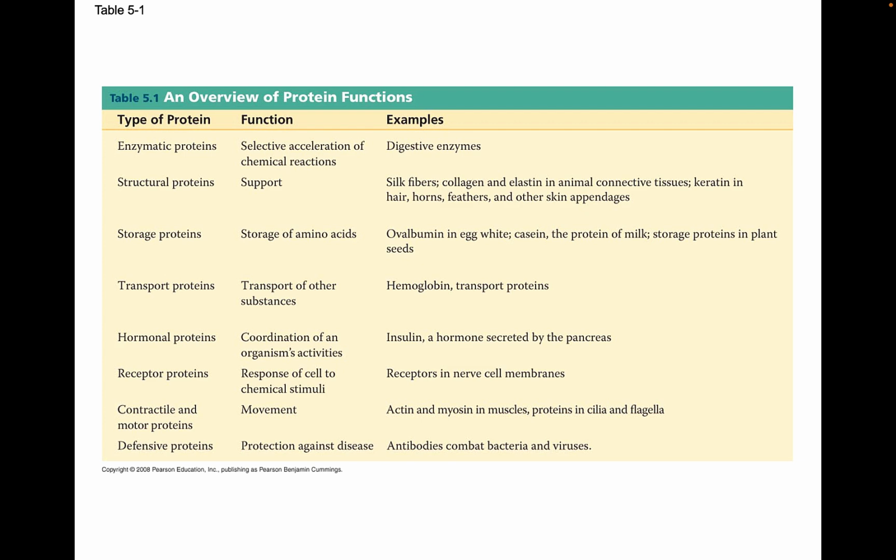There are contractile and motor proteins like actin and myosin, which are active in contracting our muscles. And they're also active in the cilia and flagella of cells that are used to propel the cell throughout its environment. And then we have our antibodies, which are defensive proteins, which protect against, and I don't like the word disease, but I do like to say that they are responsible for protecting the body from foreign invaders. Not necessarily just pathogens, but other things.